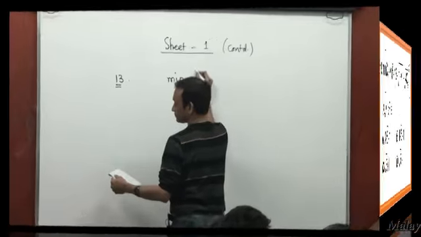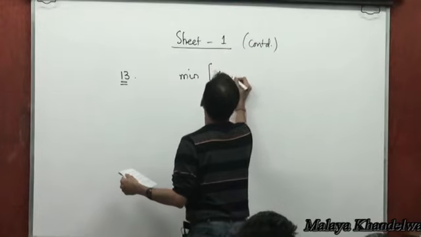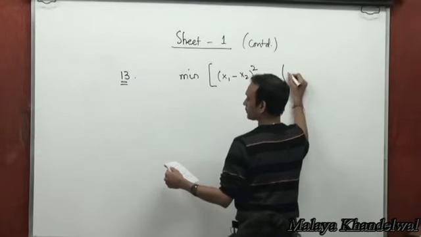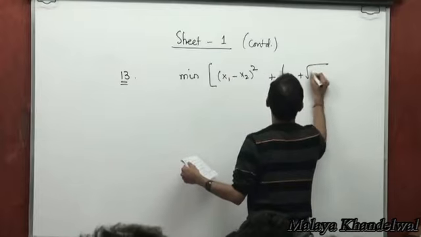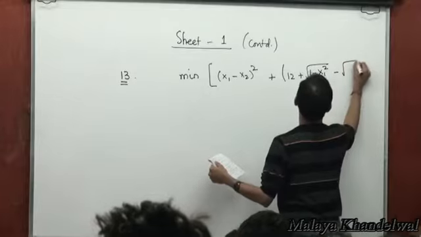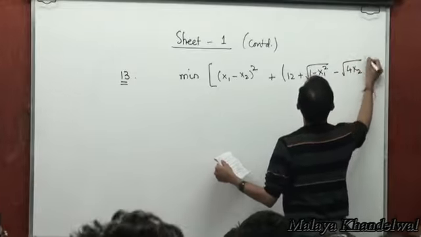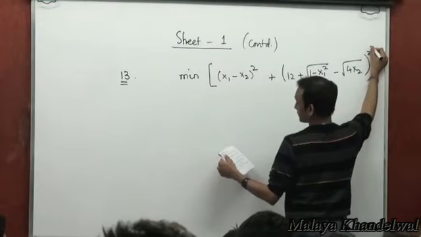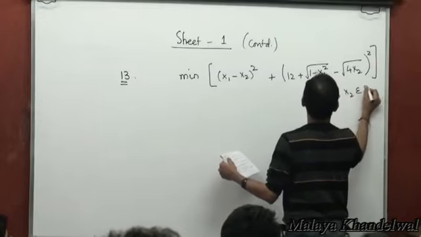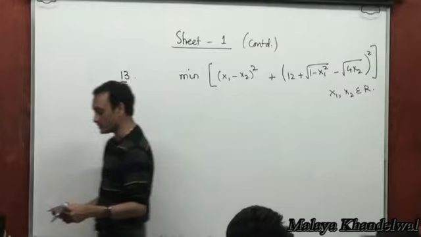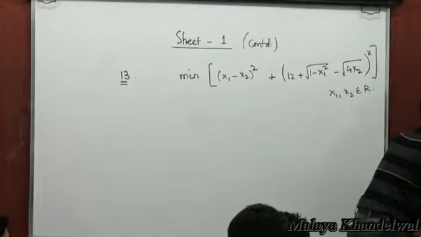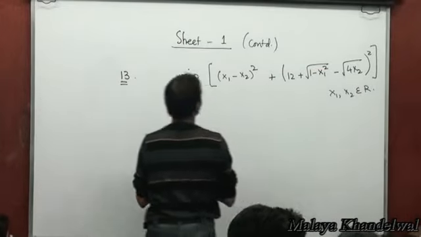Minimum of x1 minus x2 whole squared plus 12 plus root 1 minus x1 whole squared minus root 4x2 whole squared for x1, x2 belonging to the set of real numbers. We need to find the minimum value of this expression given that x1 and x2 are real numbers. Now, it's easy.